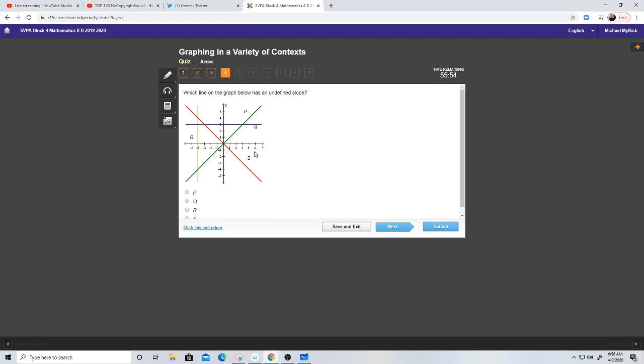Alright, good. We talked about this. This is a negative slope. That's a positive slope. This is a no slope. Up and down lines are undefined.